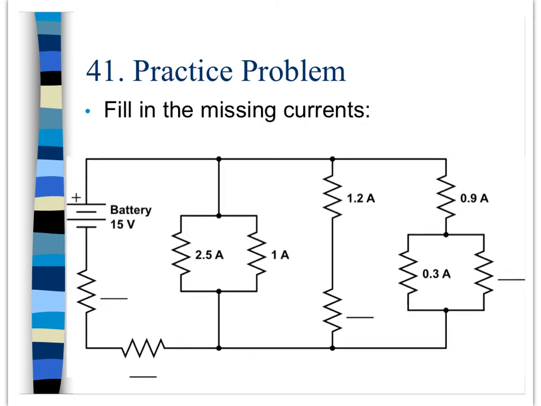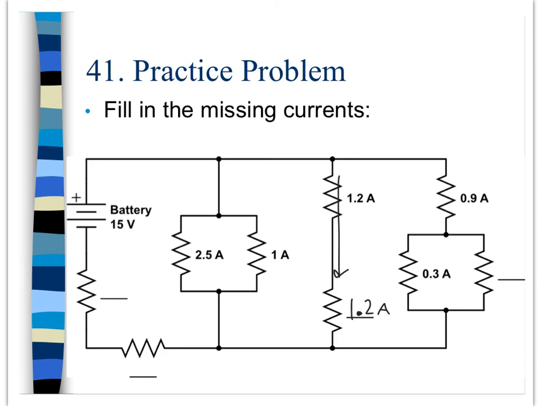We have one more here, and so we'll start with filling in ones where it's a continuation. So we do have one right off the bat here. 1.2 amps goes through this resistor, so it will continue through that next one. So this one is also 1.2 amps, right? Those are 2 resistors that are one right after another.